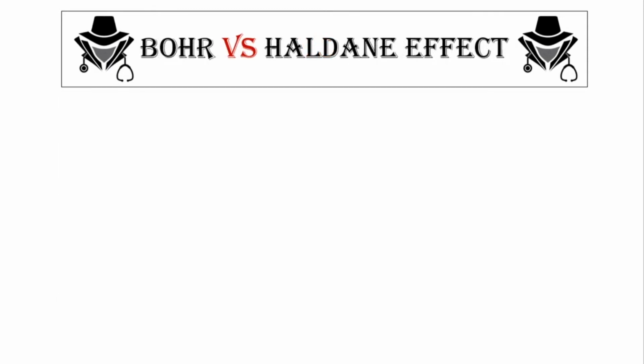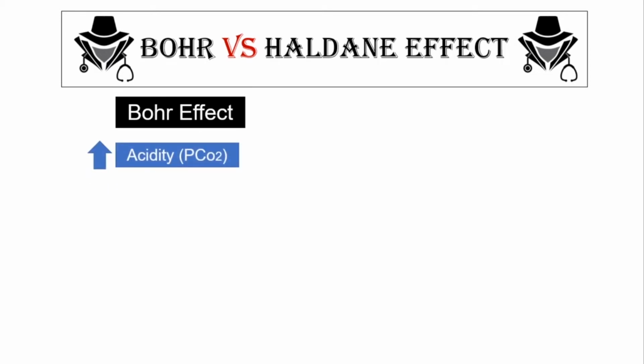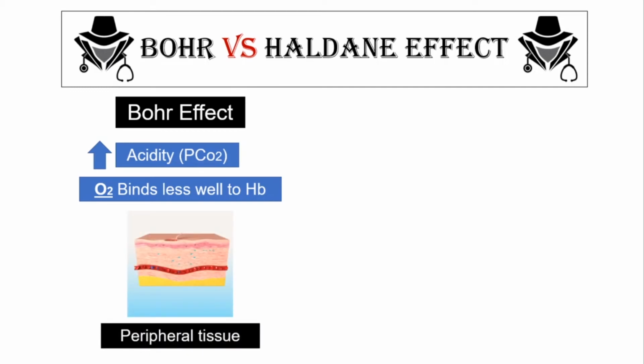Now let's switch gears and talk about the Bohr effect versus Haldane effect. So first, the Bohr effect, it states that in response to increased acidity, i.e. increased CO2 levels, the oxygen will bind less to hemoglobin. So it's basically explaining what is happening in the peripheral tissue. In the peripheral tissue, we are having high CO2 levels, and as a result of this high CO2, oxygen will bind less to hemoglobin, and it will be released to this tissue.